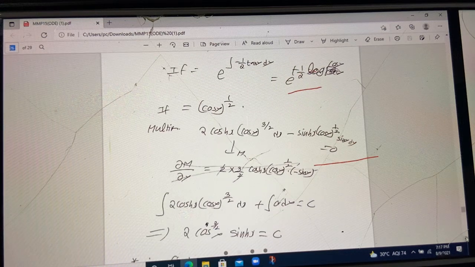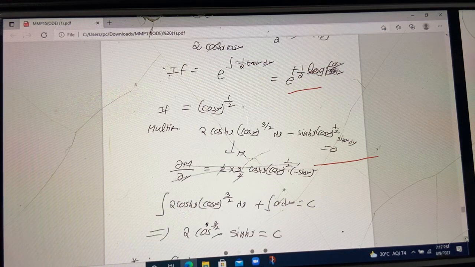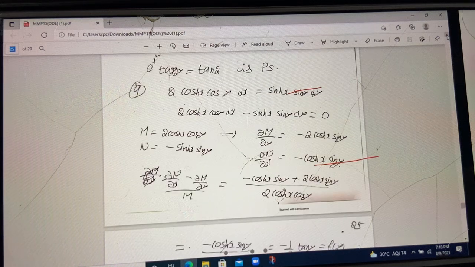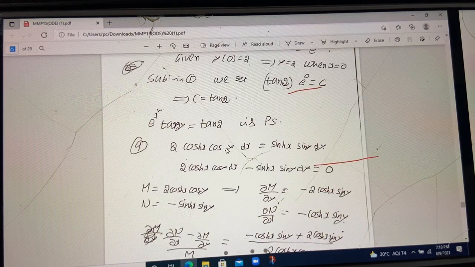If you are asked to get the integrating factor, you have to stop here. And if you are asked to find the solution, you need to proceed further. How to proceed? Multiply the given equation by the integrating factor cos y to the power of 1 by 2. Here it is 1 by 2. Already cos y is there, so 2 cos hx cos y is there. Again I am multiplying by cos y to the power 1 by 2. So 1 plus 1 by 2 becomes 3 by 2.